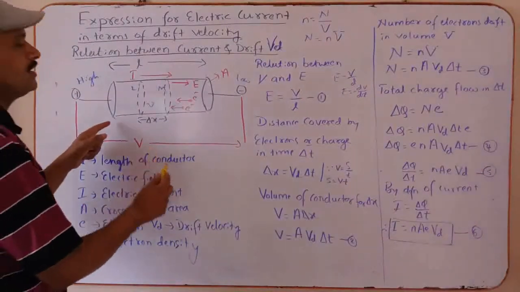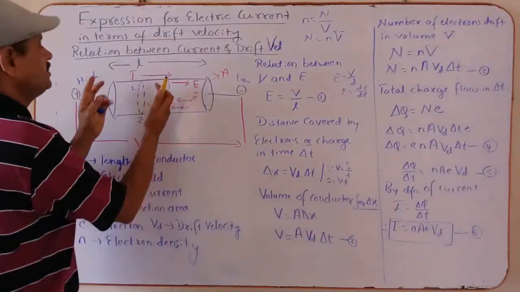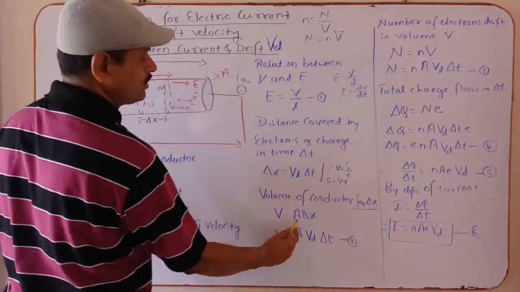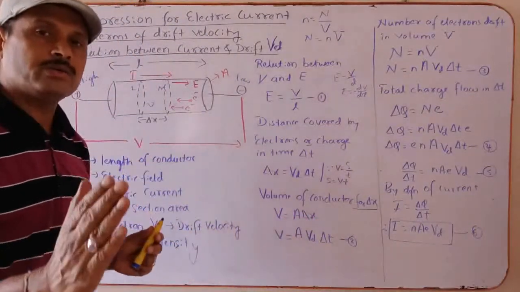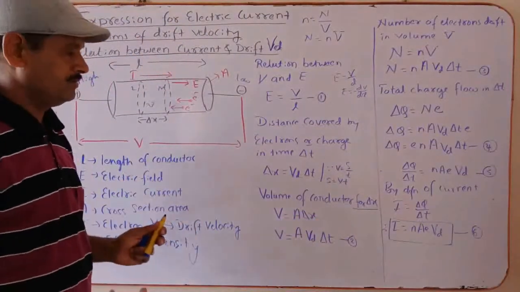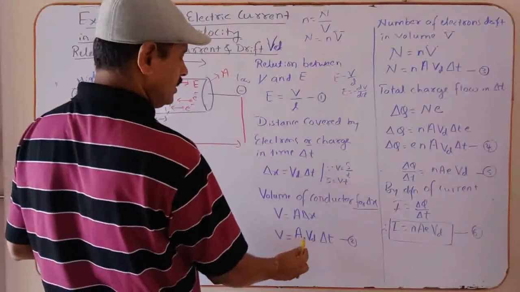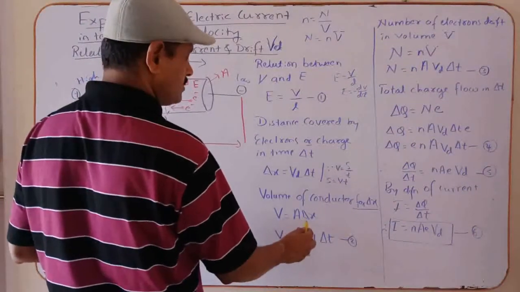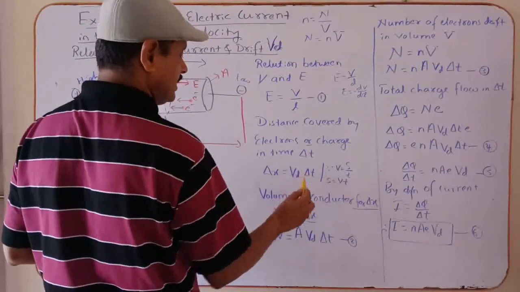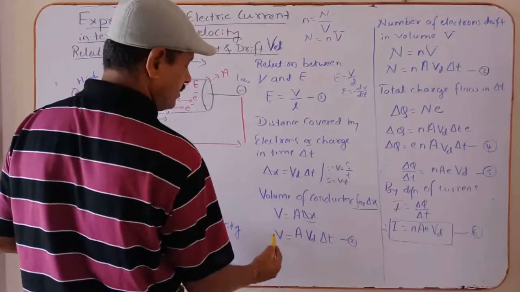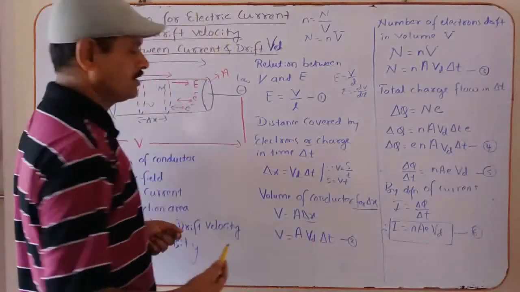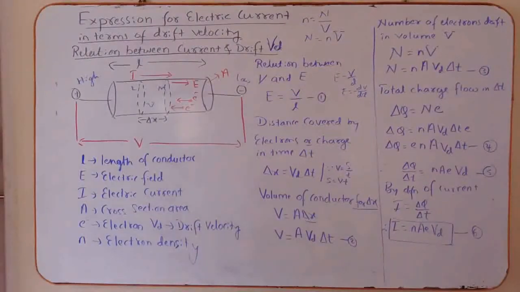Now the volume of the conductor for delta x is V equal to A into delta x, area into length. What is delta x here? Delta x is Vd into delta t. So the volume is area into drift velocity into time delta t.